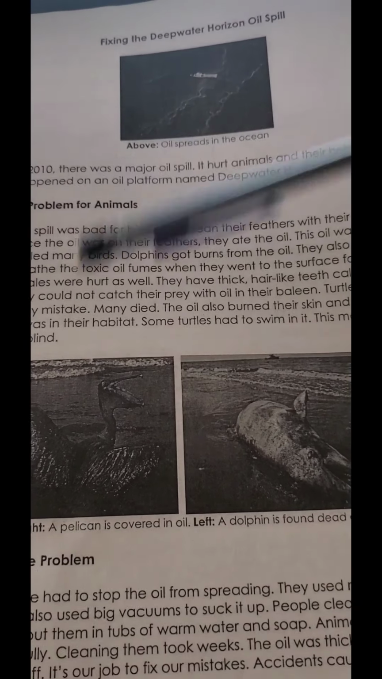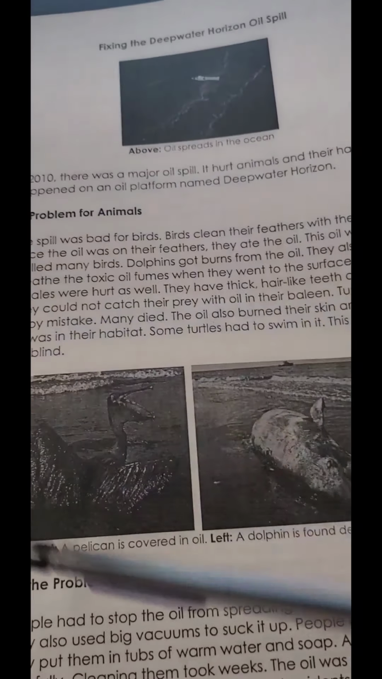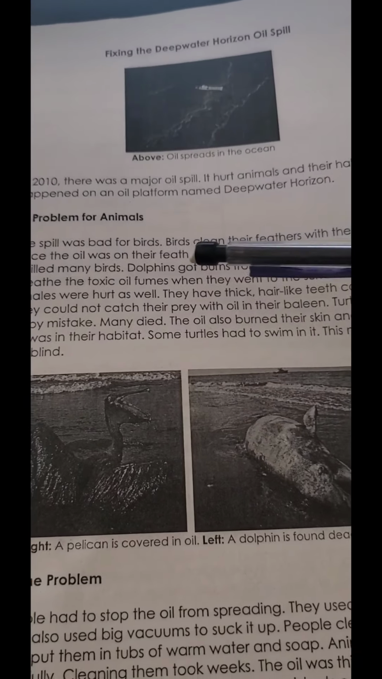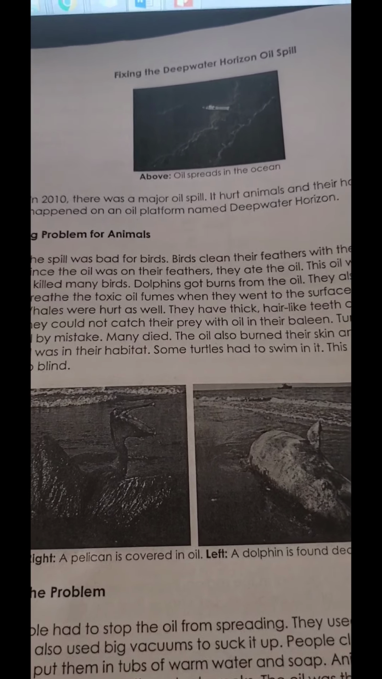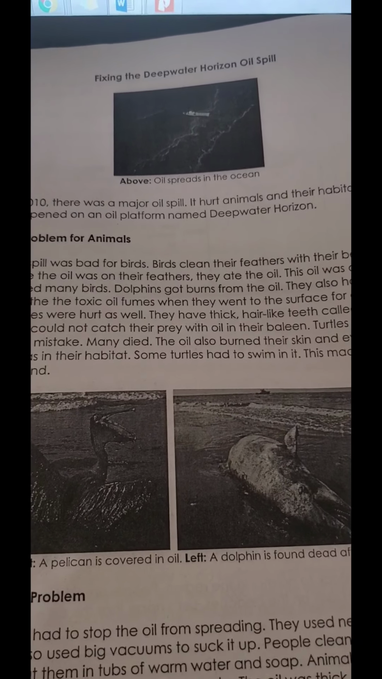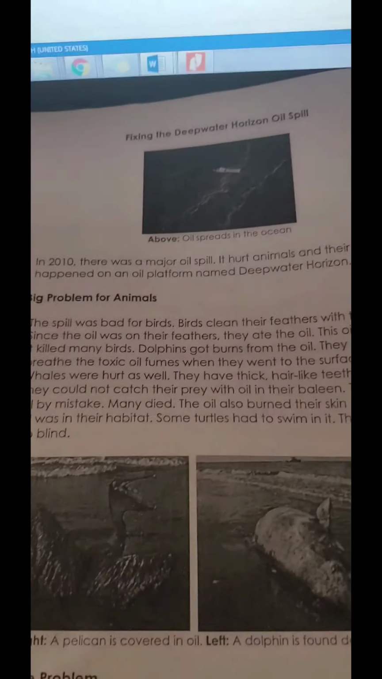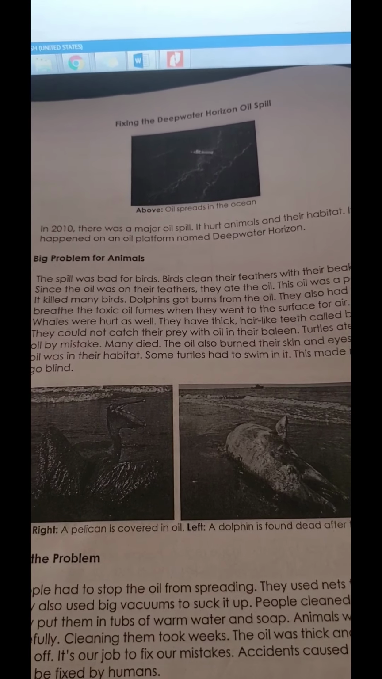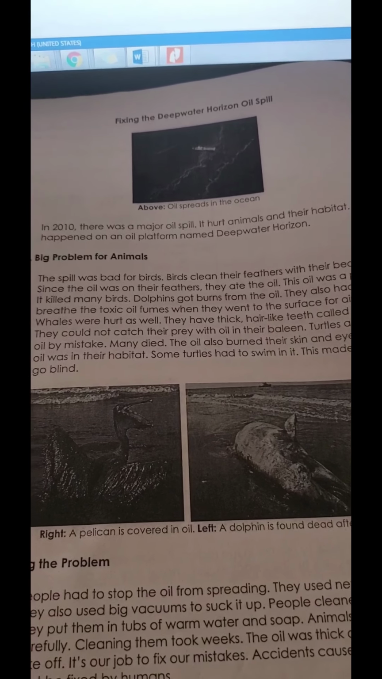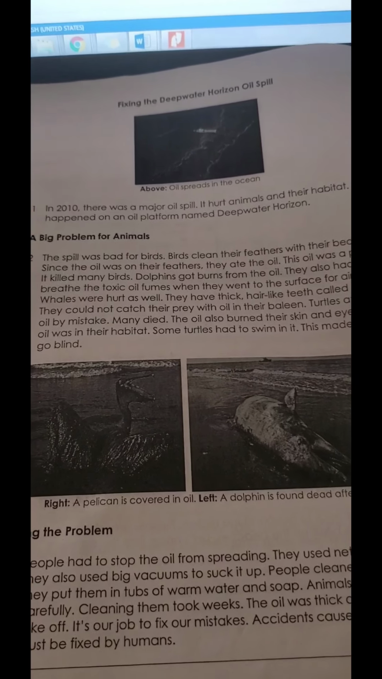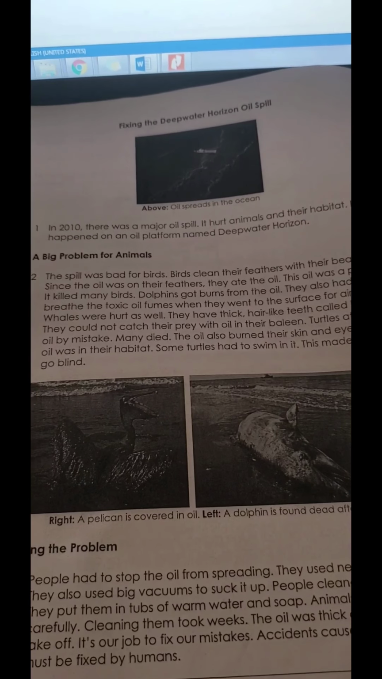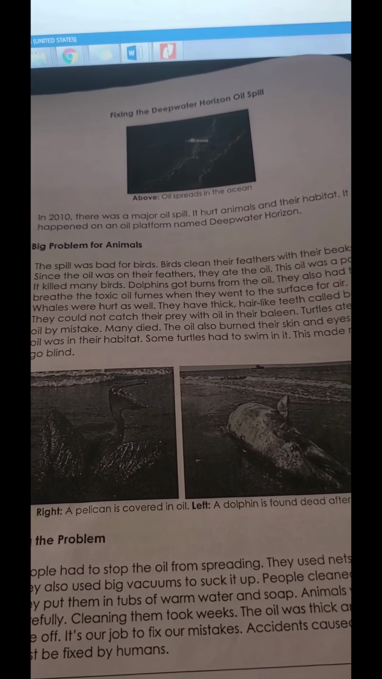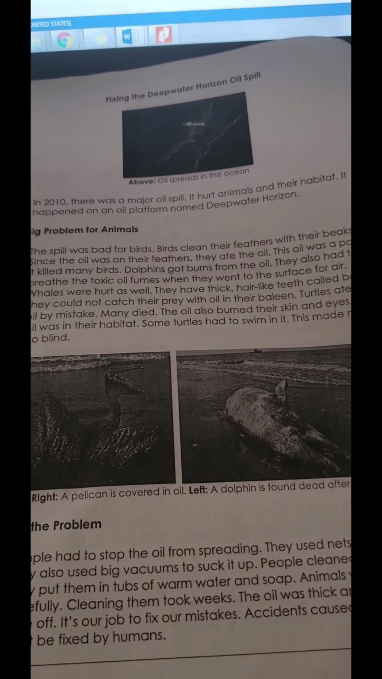We see our title, we see pictures, and right under our pictures, we see our captions. Remember, a caption tells me what is happening in the picture. And then we see heading and heading right there. So let's start with our title, Fixing the Deepwater Horizon Oil Spill. In 2010, there was a major oil spill. It hurt animals and their habitat. It happened on an oil platform called Deepwater Horizon. So paragraph 1, the main idea is to tell me about how in 2010, there was a major oil spill and it occurred in the Deepwater Horizon. And that affected many animals and their habitat.